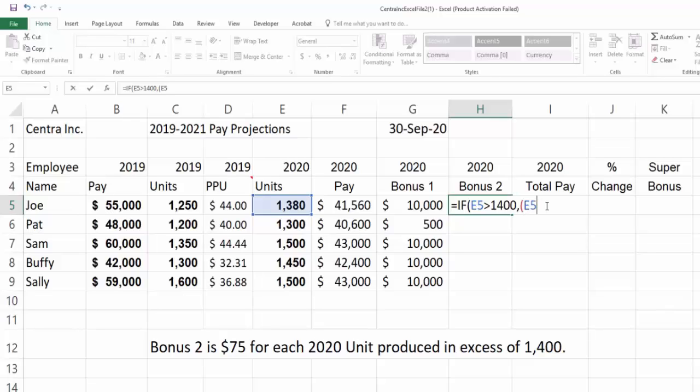Give me this. E5 minus 1,400 times $75. The same thing we did before, okay? Now notice I have brackets inside brackets. That's okay. Make sure you close it, right? You're allowed about 121 sets of brackets. That's a lot. So let's read this. If your units are greater than 1,400, yes, then give me this amount of money. If not, then give me 0. Right? I'm not going to give you another taste of money. I already gave it to you. So it's a 0.